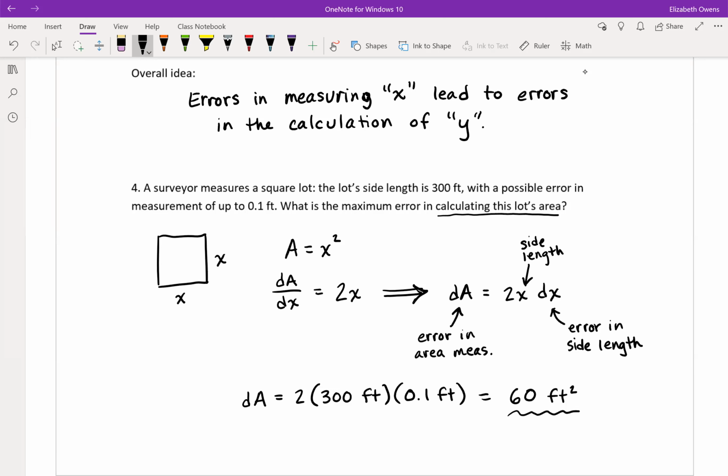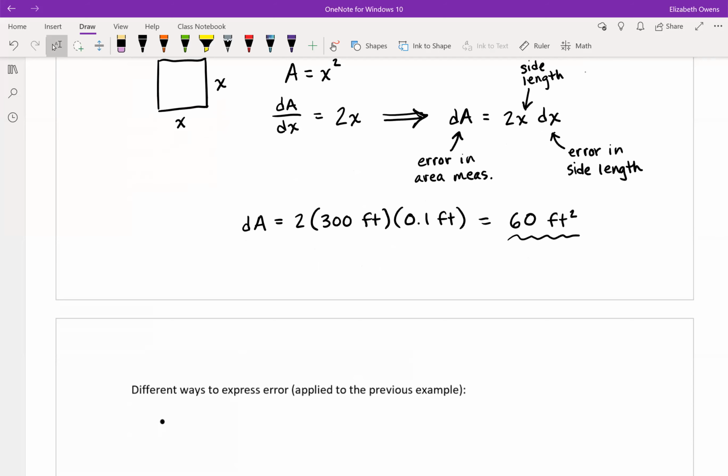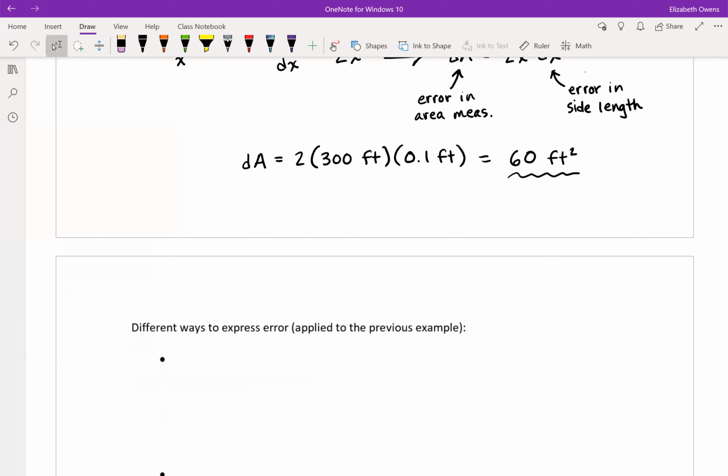And the reason why you can really go one way or the other with that is because we don't really have much context for this measurement. And so the idea with that is that there are different ways to express error. And all that we're looking at right now is what we would call the absolute error. It's just the number itself. Absolute error, or you could call this an absolute change in area.